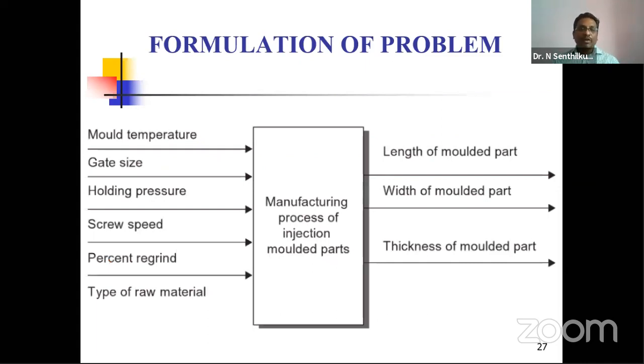So, formulation of the problem. This is the manufacturing process of injection molding, and now I'm going to model it based on the inputs and the outputs. The inputs are mold temperature, gate size, holding pressure, screw speed, and all these things. The output is the length, width, and thickness of the molded part. What is the influence of mold temperature on the dimension of the part? That I can study through a model.